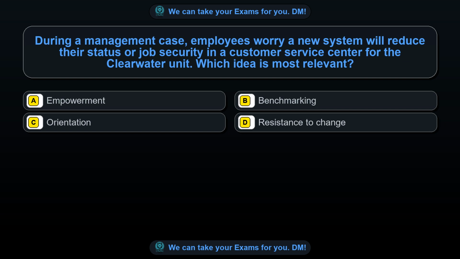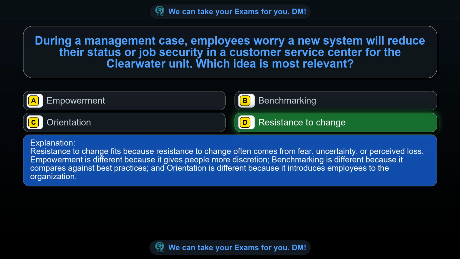Question 74. During a management case, employees worry a new system will reduce their status or job security in a customer service center for the Clearwater unit. Which idea is most relevant? Option A, empowerment. Option B, benchmarking. Option C, orientation. Option D, resistance to change. The correct answer is option D, resistance to change. Resistance to change fits because resistance to change often comes from fear, uncertainty, or perceived loss. Empowerment is different because it gives people more discretion. Benchmarking is different because it compares against best practices. And orientation is different because it introduces employees to the organization.